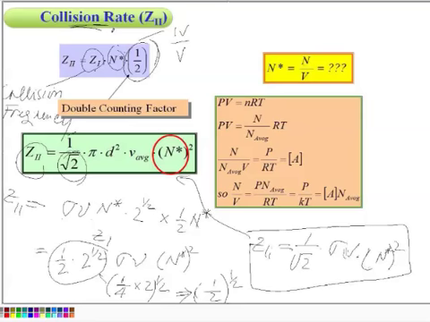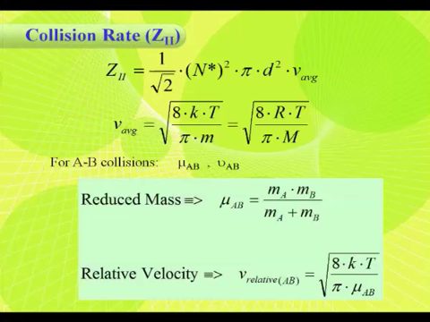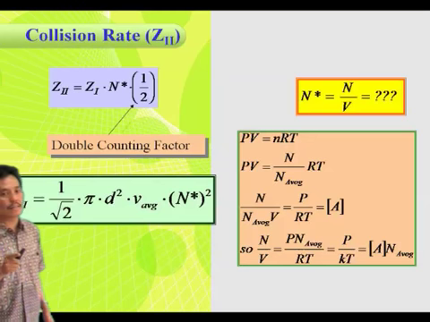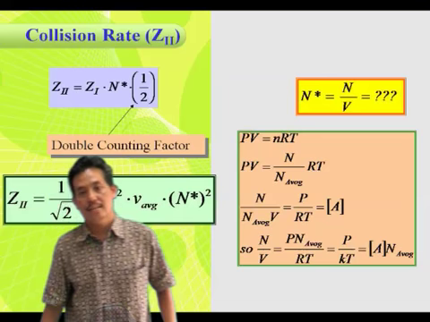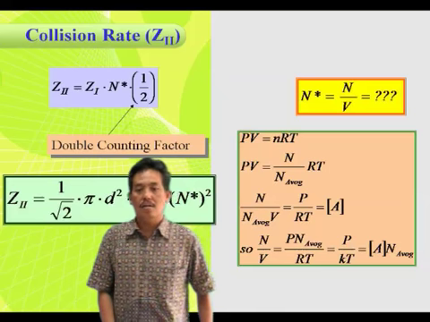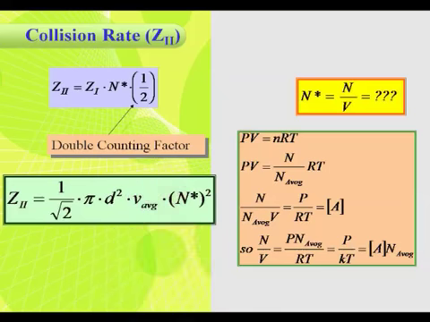Let's go back to our presentation. You have to remember that the value of N star is the same as N per V, and you can see on the right side, in the box, what the value of that is. Let's go back to the whiteboard.